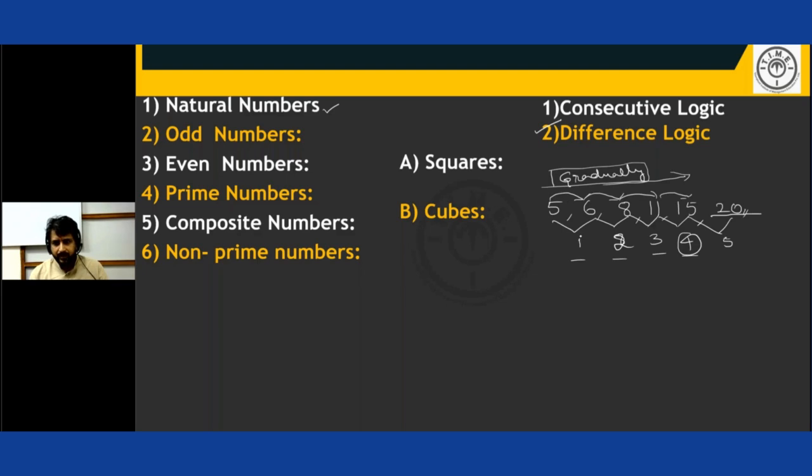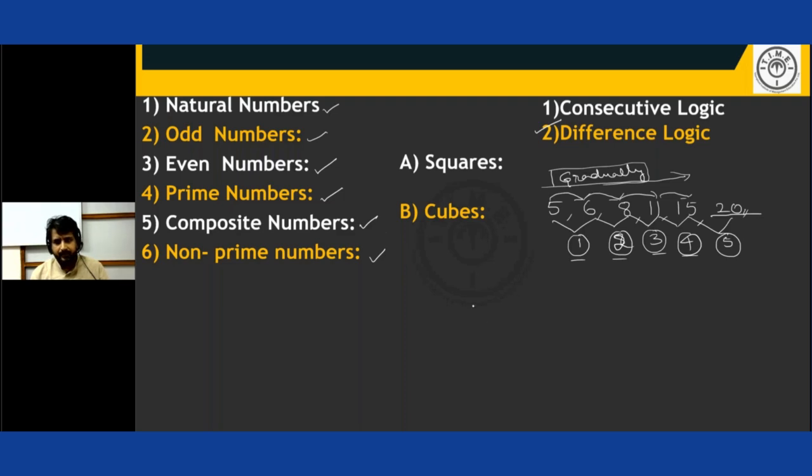Now, here it is a sample example where the difference is consecutive natural numbers. Difference can be consecutive odd numbers. Difference can be consecutive even numbers. Difference can be consecutive prime numbers, composite numbers, non-prime numbers, or alternate even numbers, alternate odd numbers, alternate prime numbers. This is how the questions will be formed. Okay, you need to understand the concept here.